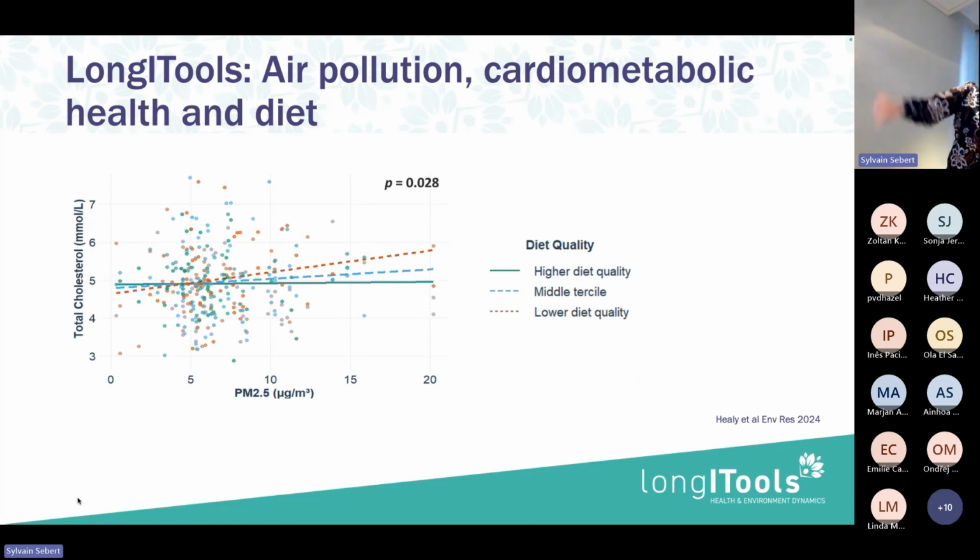But what you also see is 3 different lines: lower, middle, and higher diet quality. And you see that the orange line, which is the lower diet quality, is the steepest of the 3. So the effects are the strongest in the group that has a lower diet quality. Why is this relevant? Because diet is something that we can potentially change. So if we understand this, then that may be a starting point for prevention or intervention measures.